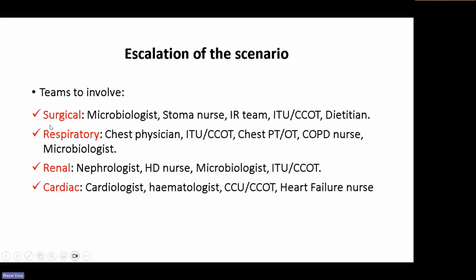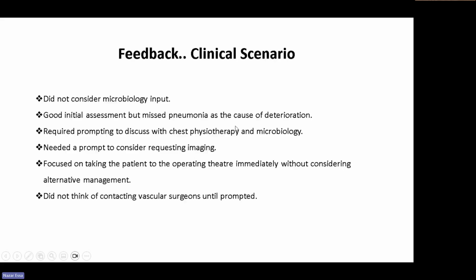For example, if the deterioration of the patient is surgical, then remember microbiologist, stoma nurse, IR team if there is a drainable collection, ITU, and critical outreach teams. These are the teams you need to involve. If it is respiratory, then chest physician sometimes, ITU, critical outreach team, chest physiotherapist, and microbiologist, very important. Renal, I haven't seen one, but again, nephrologist, hemodialysis nurse, microbiologist, ITU, critical outreach team as well. For cardiac, again, the cardiologist, hematologist sometimes might come in, and the heart failure nurse. So always remind yourself of the teams you need to involve.